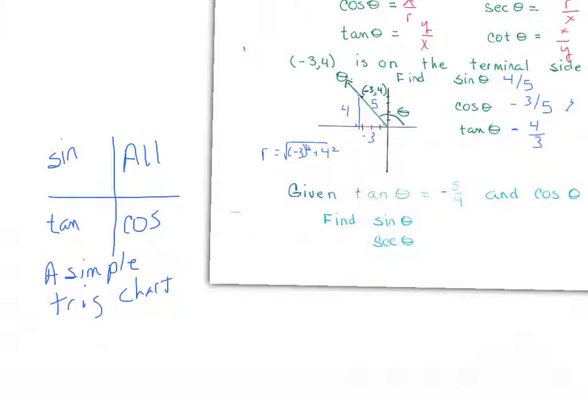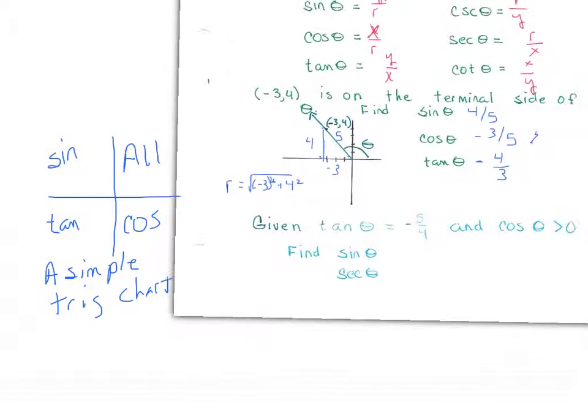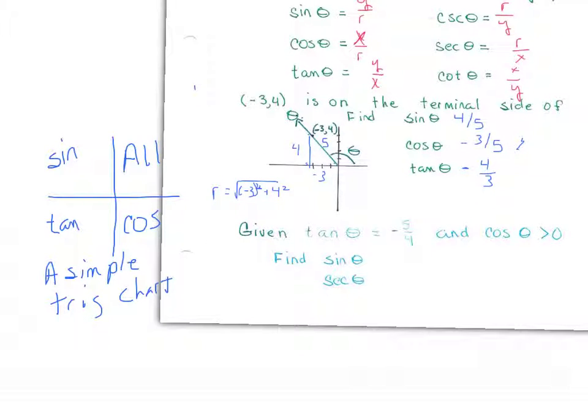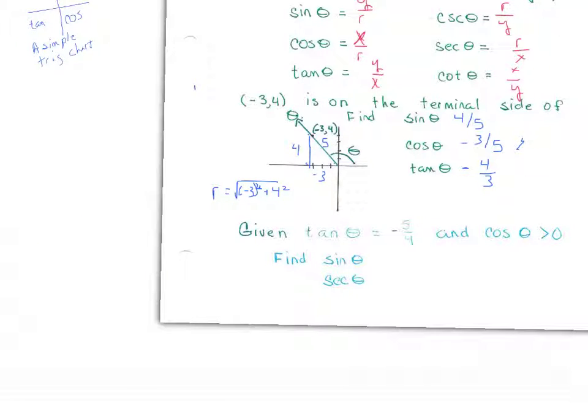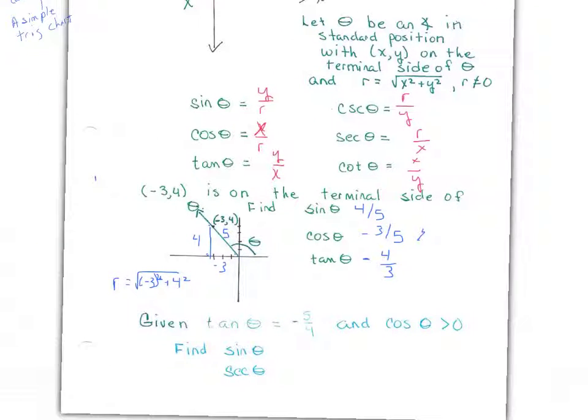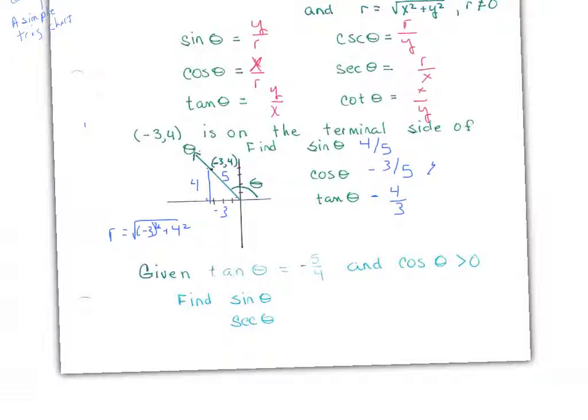So in this problem that we just looked at, the tangent's negative and the cosine's positive. What quadrant does that put us into? 4. Good, quadrant 4. Okay, I'm going to move this out of the way. Move this back in. So we know that we are in quadrant 4.